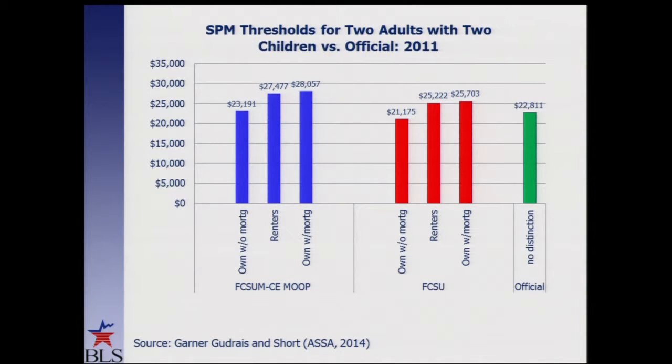We've got FCSU-M, that's when medical expenditures are included in the threshold. That's in blue, and the red is just FCSU, and then the green is the official. So you can see the relative difference when we include out-of-pocket spending in the threshold.